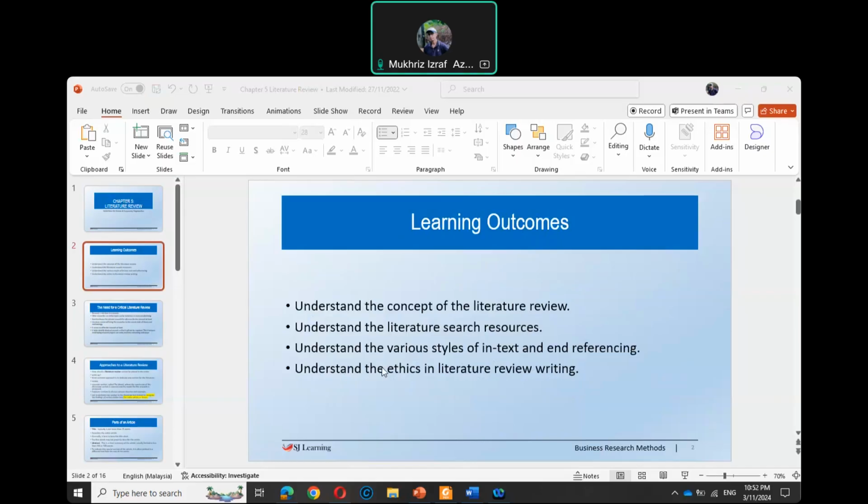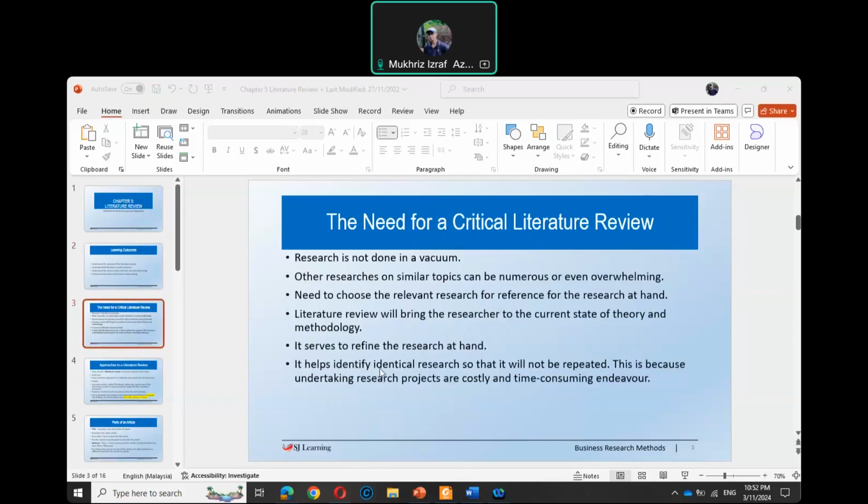So again, go through Google Scholar. There's plenty of articles that you can refer to be included in your literature review.